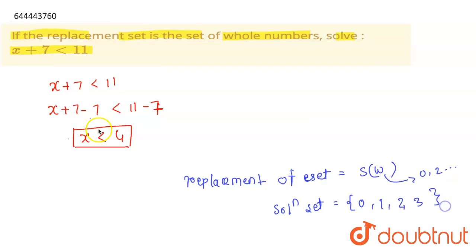Okay students. So my dear students, the value comes up to 3 because x is less than 4. So we cannot include 4 over here. So that's why the value is still 3.